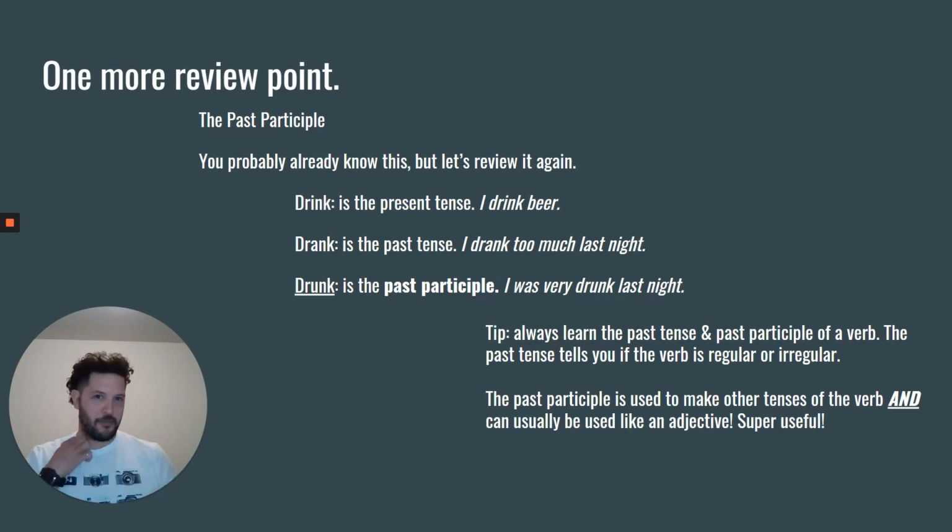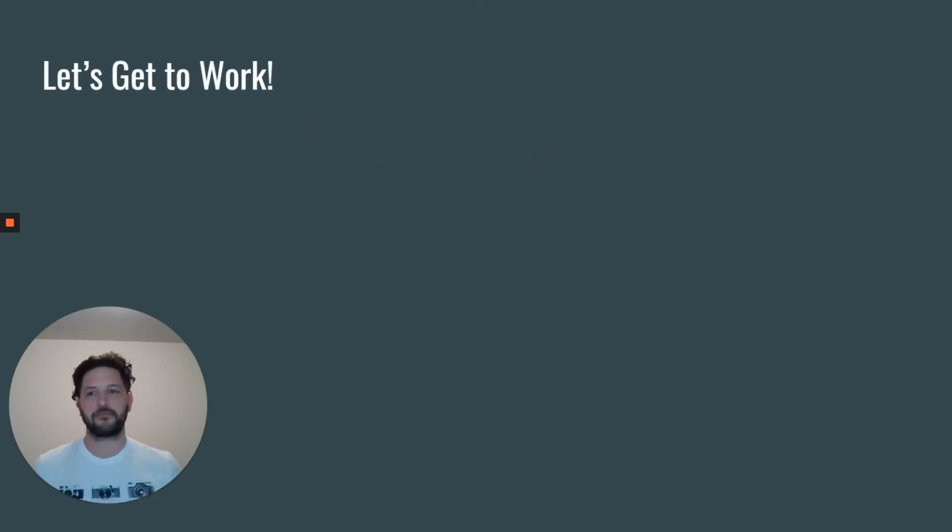Always, when you learn a verb, always learn the three forms: the simple present, the past, and the past participle. You want to know a verb three ways at all times. You can read right there why that's important, but I definitely encourage you to do that. Okay. Here we go. Let's get to work.